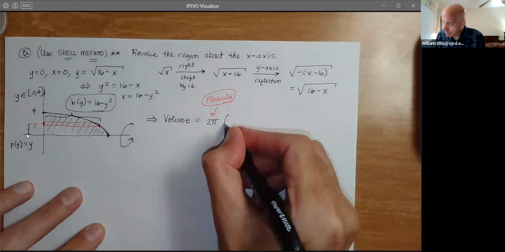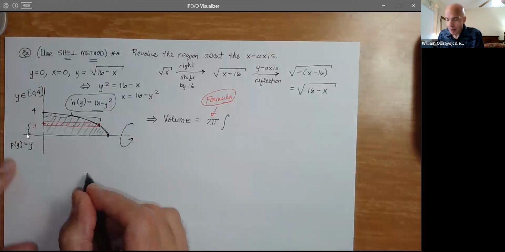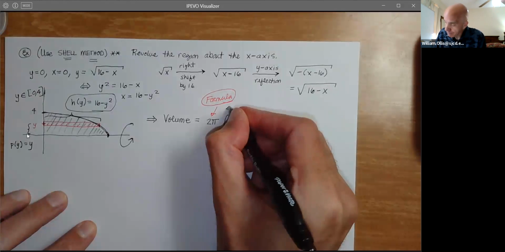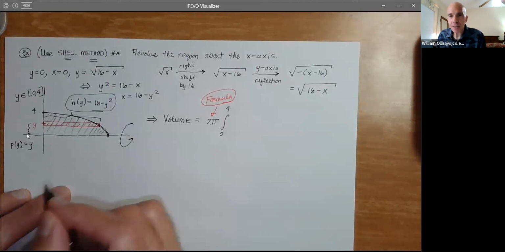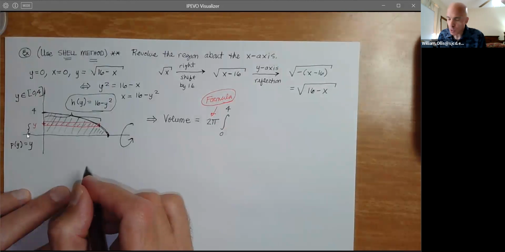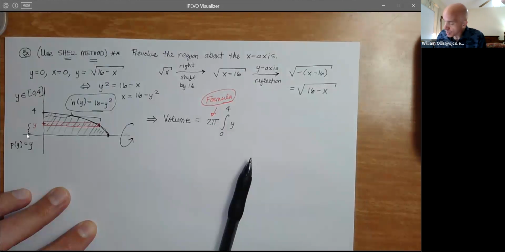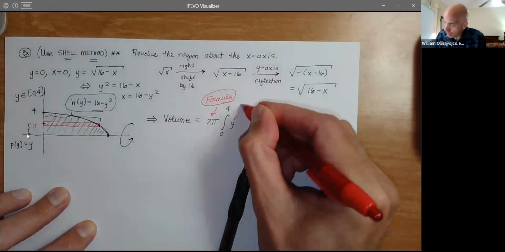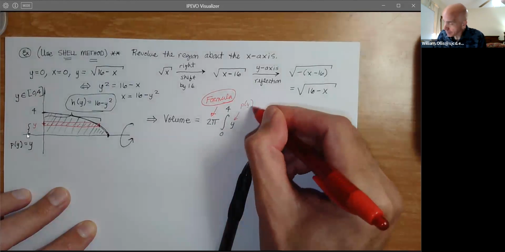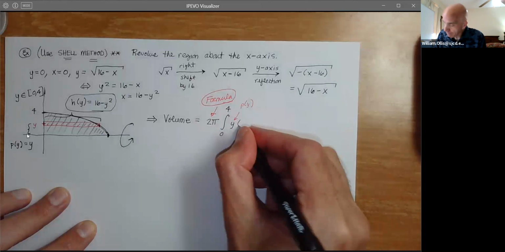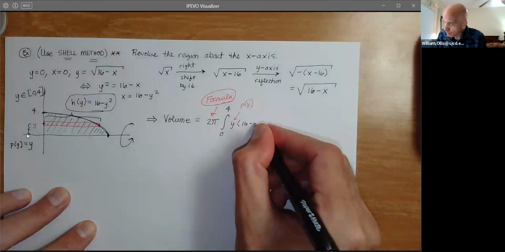And now, our limits of integration, 0 to 4, and we want to fill in. We want the distance to the axis of revolution, y. So this is the P of y. And then the length of the strip. We like these simple integrals.